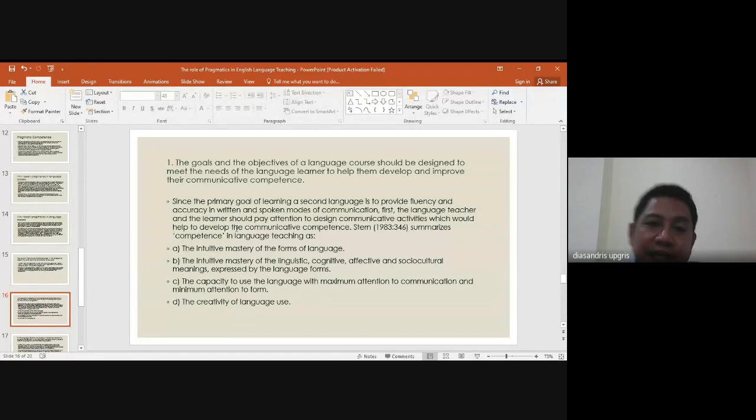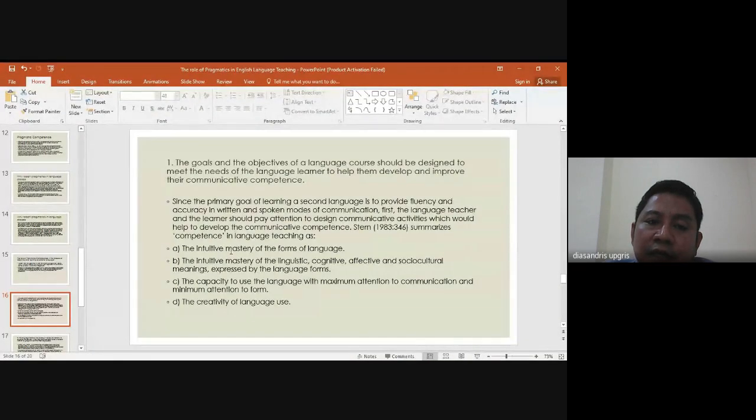Okay, thank you, Riani. First, the goal and the objective of the language course should be designed to meet the needs of the language learners to help them develop and improve their communicative competence. Ini yang perlu dilakukan oleh guru, ya perlu dilakukan oleh kita. Untuk apa? Untuk mengenhance pragmatic competence. Since the primary goal of the learning of the second language is to provide fluency and accuracy in written and spoken modes of communication, first language teacher seperti kita ini and the learner should pay attention to design communicative activities which would help to develop the communicative competence.